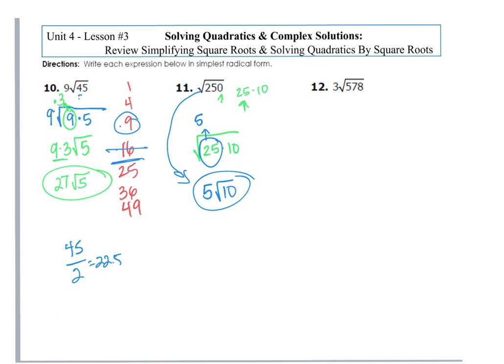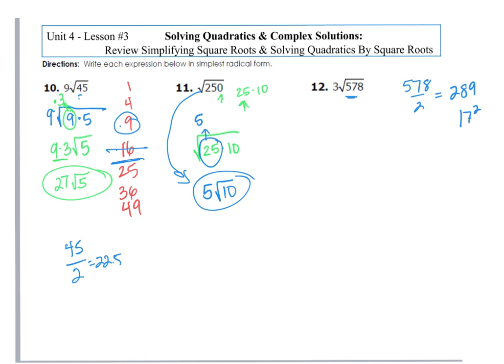So we have 3 square root 578 for number 12. When I start my process here, again, I'm going to take 578 and divide it by 2, because it can't be more than half of what's underneath the radical. So 578 divided by 2 is 289. Well, 289 is 17 squared. It was on our perfect squares list. So if you're not sure, maybe keep that list nice and handy.